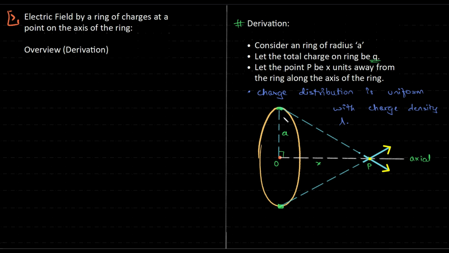Okay guys, so let's call this as dq. We'll call this as dq. So dq will be equal to lambda dl. So basically this small length is dl. Okay, so this is the entire picture.